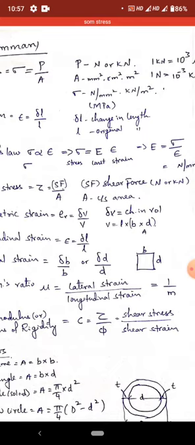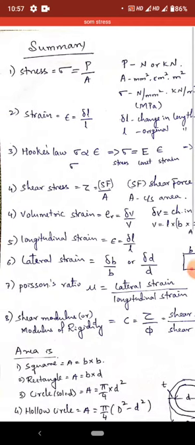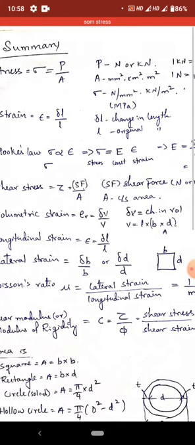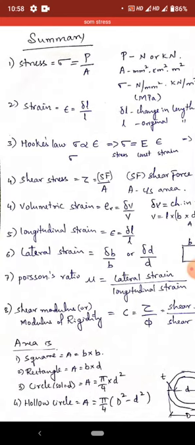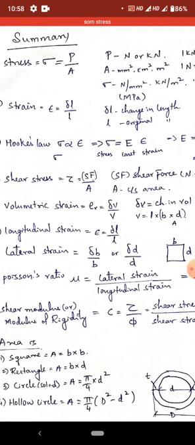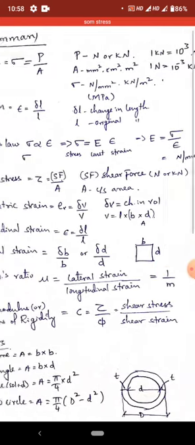And area is measured either in mm square, centimeter square, or meter square. If sigma is Newton per mm square, it is nothing but a megapascal, and otherwise kilonewton per meter square. And the strain is epsilon equal to delta L by L, that is change in length to the original length. According to Hooke's law, stress is directly proportional to strain. Therefore, E is equal to stress by strain of each material.